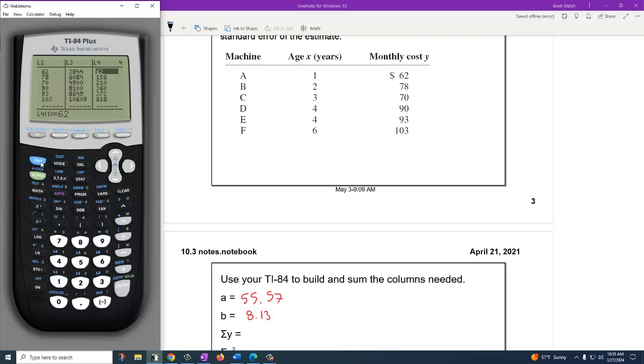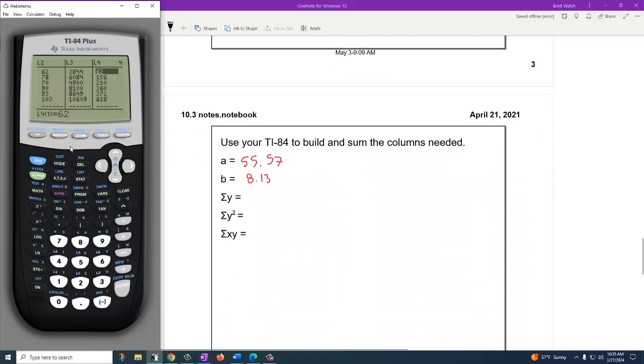I need to sum all of these. One way to sum these is to go through and just add them up with another calculator. Another option is to run stat, calc, one variable statistics. I don't want x, I want L2 here for my y's. I could calculate, and the sum will be right there, 496, which is the sum of the y's.